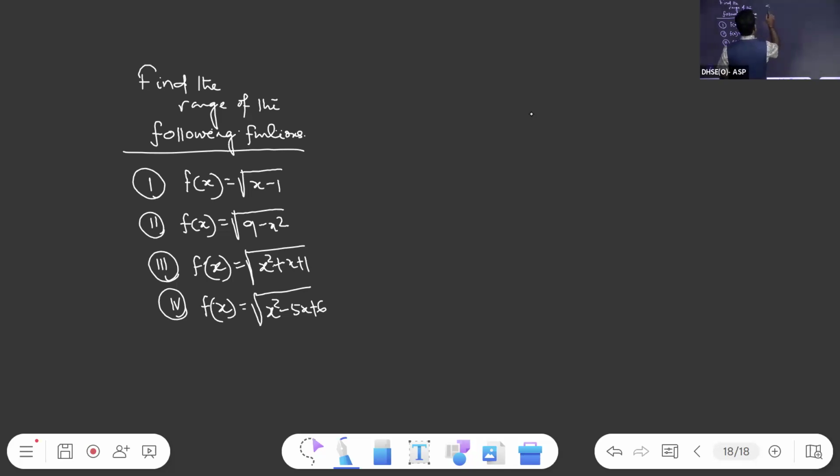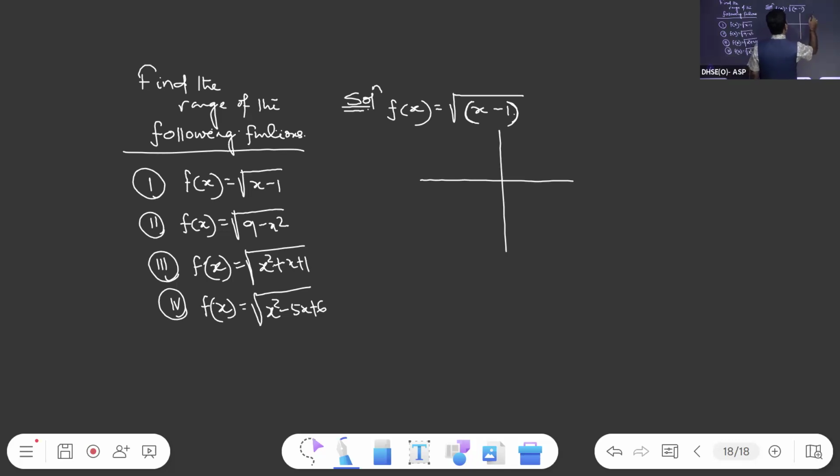Come to question number 1. f of x is equal to under root x minus 1. The expression is a composite function, a function of a function. The inside function x minus 1 is a strictly increasing function. y is equal to x minus 1 is a straight line with x intercept 1 and y intercept minus 1.